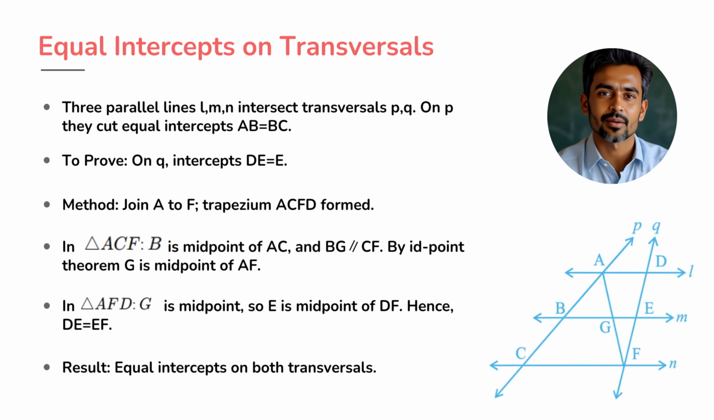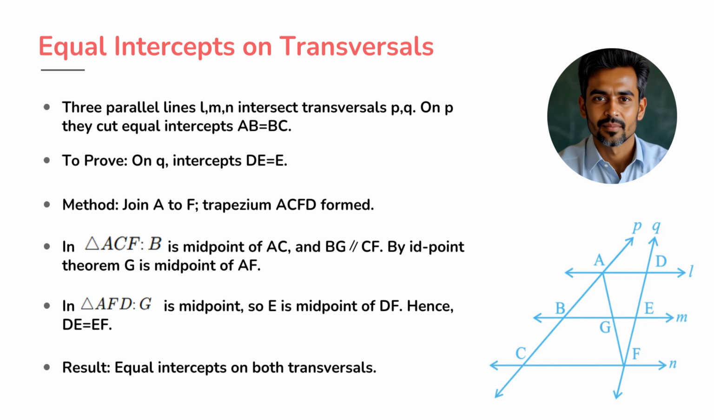Let's try a real exam-style question. Suppose we have three parallel lines L, M, and N. They are cut by two transversals P and Q. On P, the intercepts AB and BC are equal. We need to prove that on Q, the intercepts DE and EF are also equal.